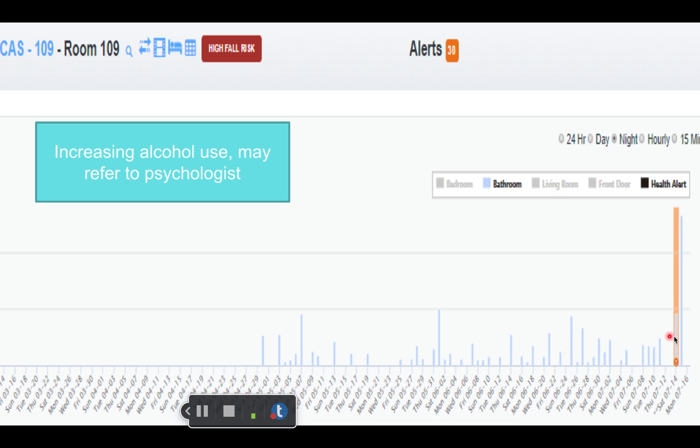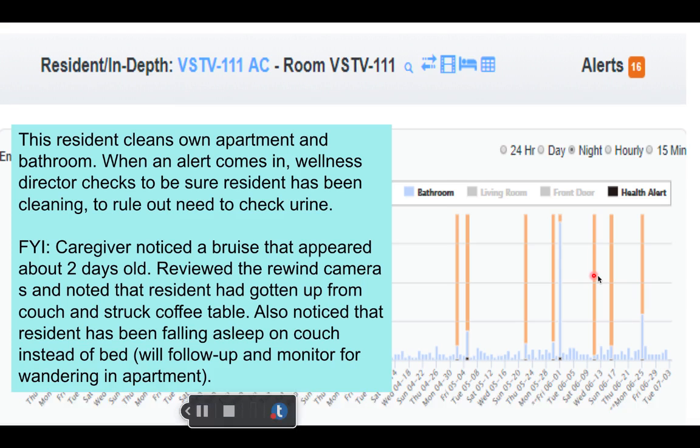This is an increased bathroom alert. There's actually two here, one on top of each other, but I cut off that other spot. And this individual has been showing some increasing alcohol use. They're going to refer this individual to a psychologist for additional therapy and treatment, and that'll likely change this bathroom use alert.